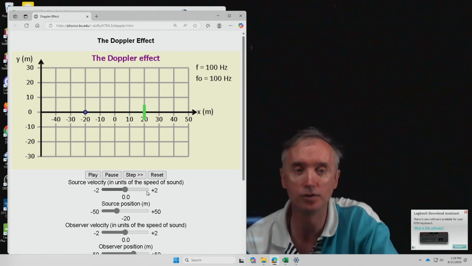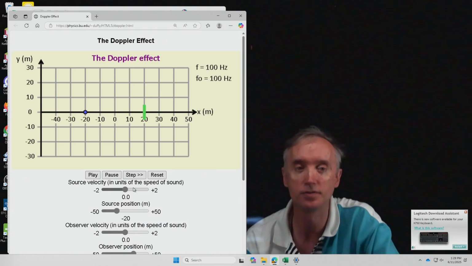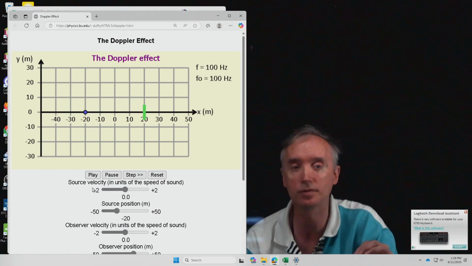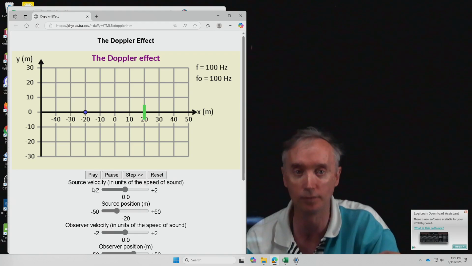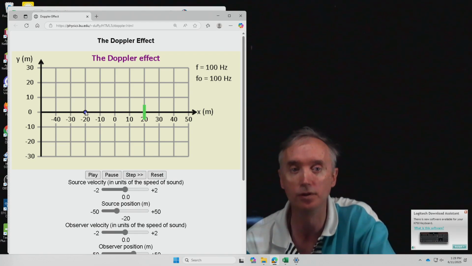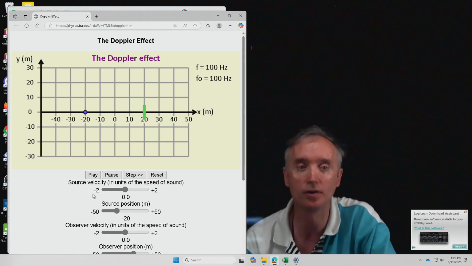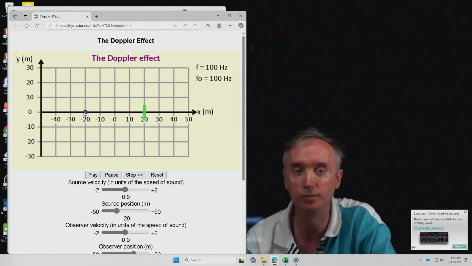The first thing that you can change here is the source velocity. And it says in units of speed of sound. So if this is a -2, then what that means is that the source of the sound is moving away from you. So it's going to be moving to the left. And so that's why it's negative numbers. And so if it's a -2, that would mean that the speed at which this blue source of the sound is moving to the left would be 2 times the speed of sound.